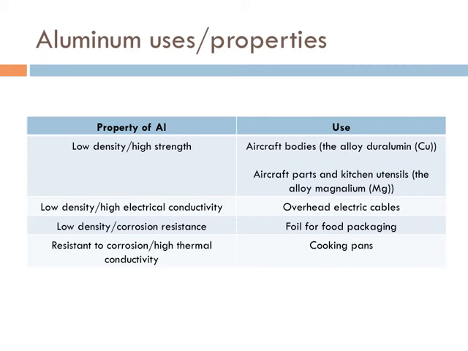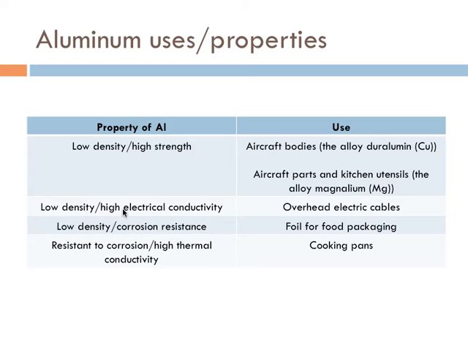What do we use aluminum for? Well, taking advantage of the low density and high strength of aluminum, we use it for aircraft bodies. We use copper as part of the alloy, also used in aircraft parts and kitchen utensils. Okay, using magnesium as the alloy metal.